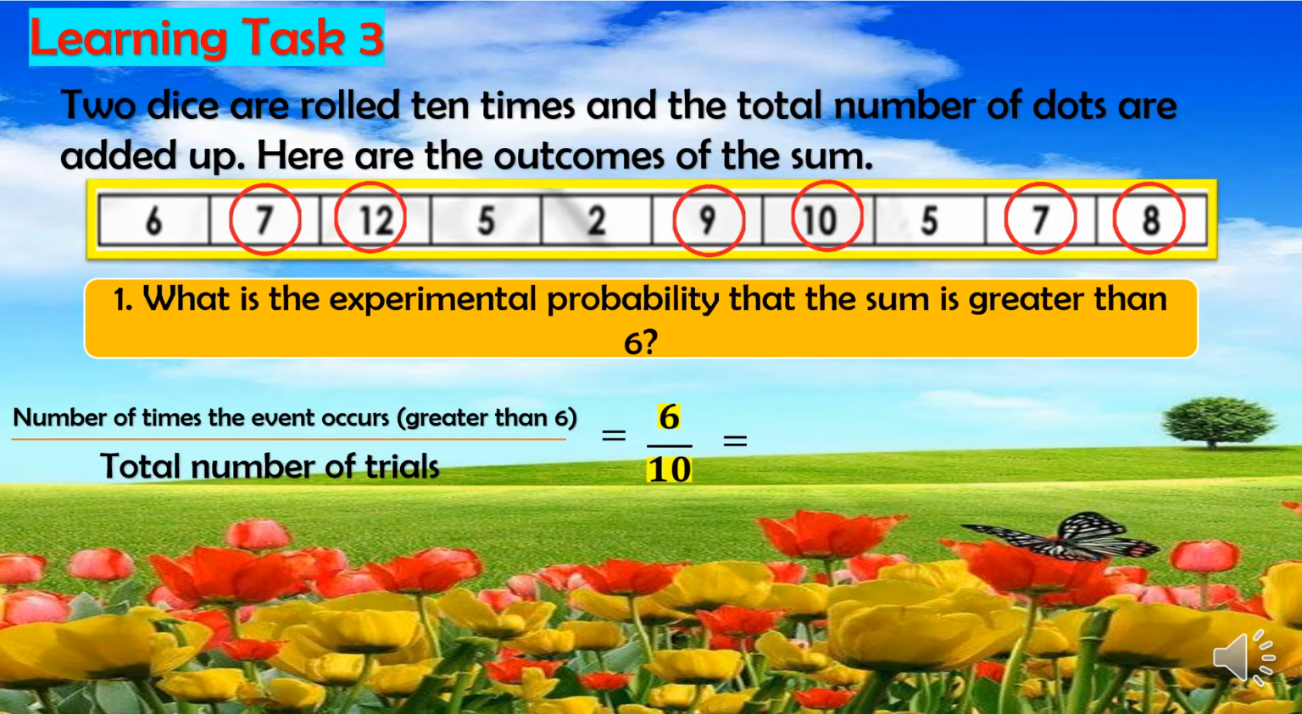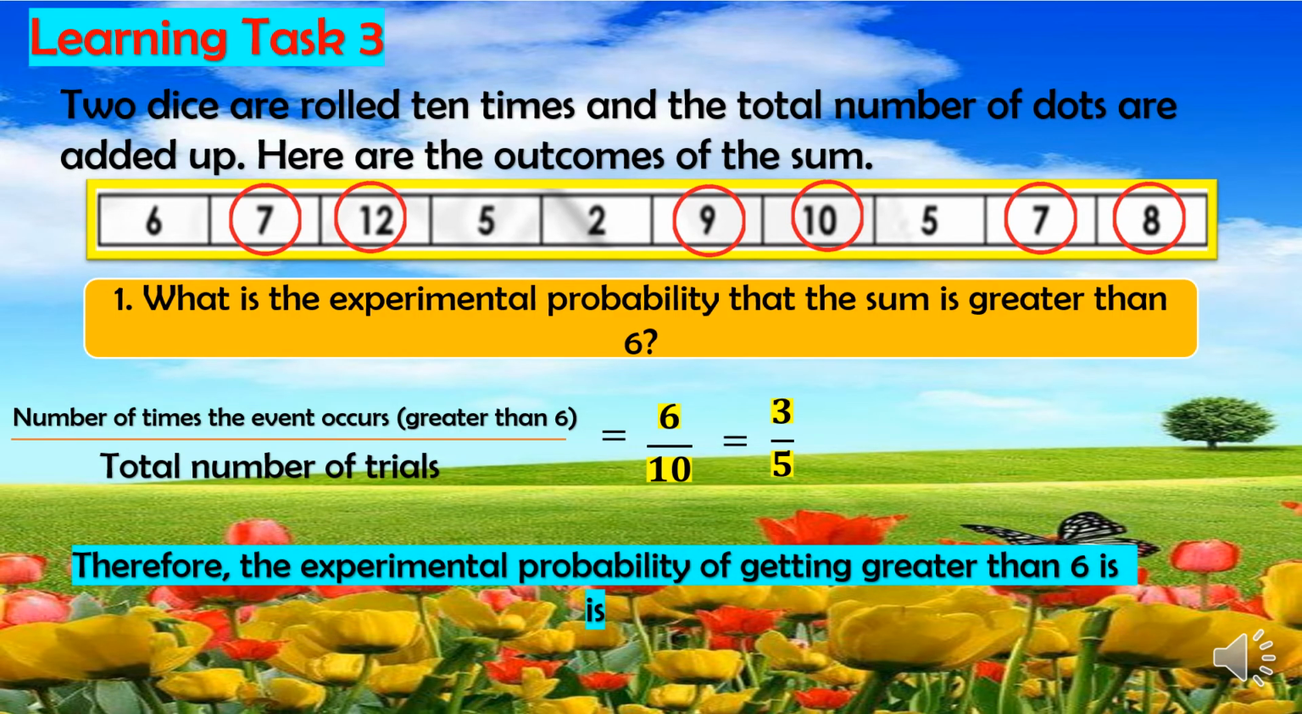So that means the total number of times the event occurs, yung greater than 6, is 6, over total number of tries, which is 10. So 6/10 is equivalent to 3 over 5. Okay, therefore, the experimental probability of getting greater than 6 is 3/5.